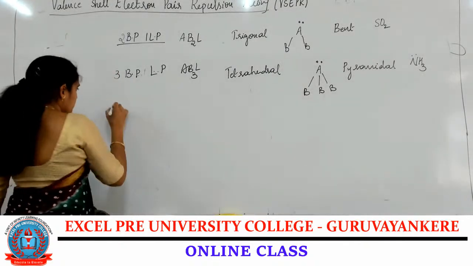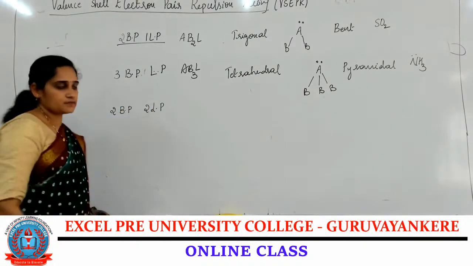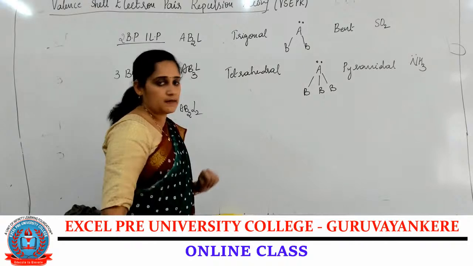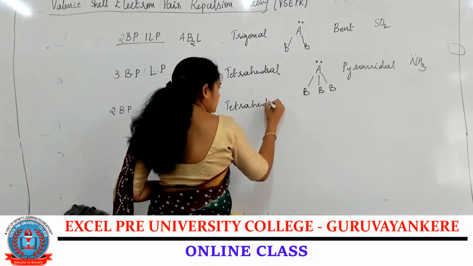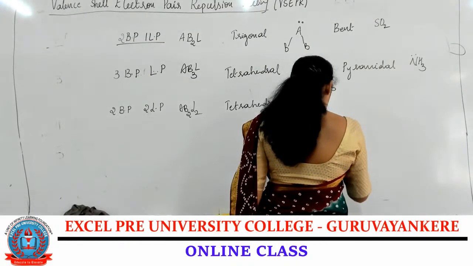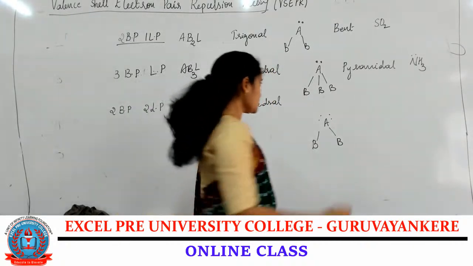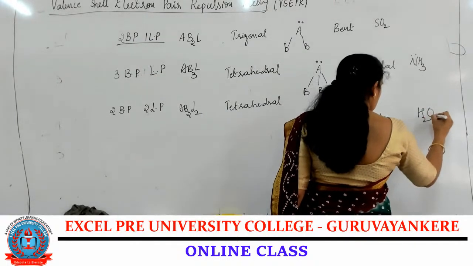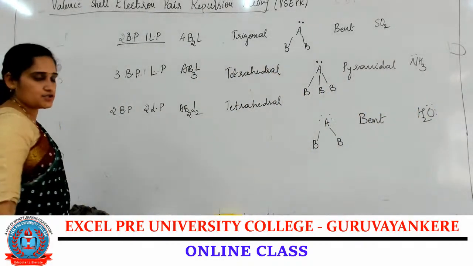Another example, 2 bond pair of electron, 2 lone pair of electron. It is AB2L2. AB2L2, total 4 pairs of electron is present, so the geometry again is a tetrahedral geometry. A is at the center, B and lone pair of electron on this A atom. So the structure is a bent-like structure. Best example is H2O. This structure has already been studied in the hydrogen topic.